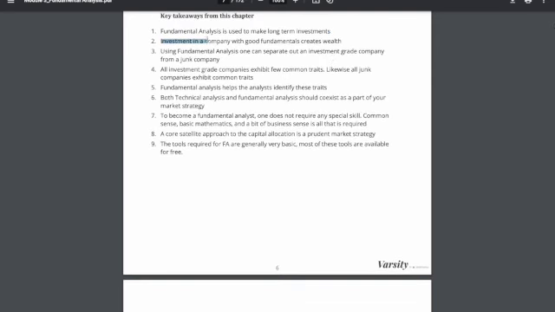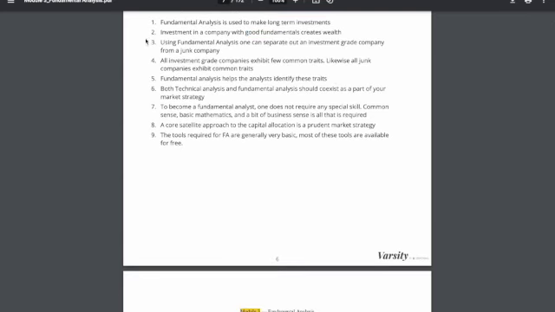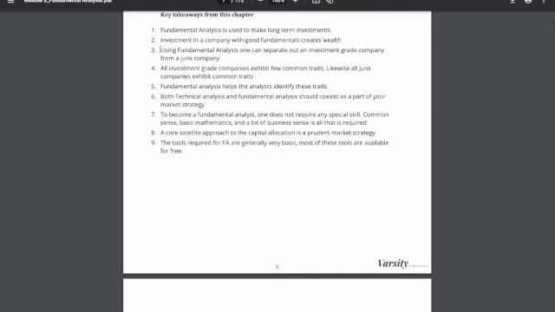So second takeaway from this chapter, investing in a company with good fundamentals creates wealth. So a company knows how to make money with its money. That's actually a good sign. Does it have 4 quarters of top revenue growth? That's an excellent sign. So third takeaway from this chapter, using fundamental analysis, one can separate out an investment grade company from a junk company.